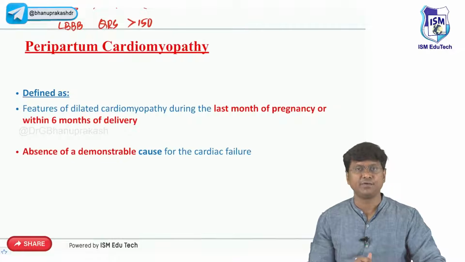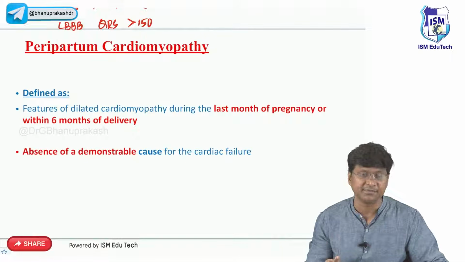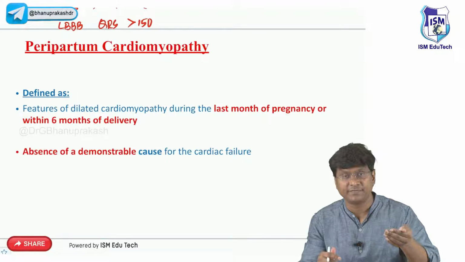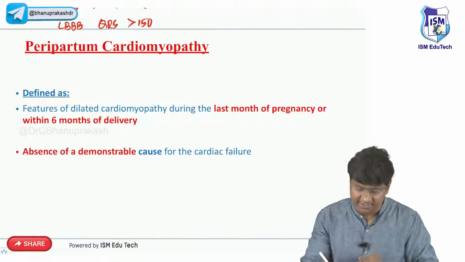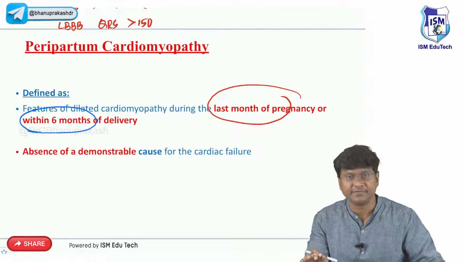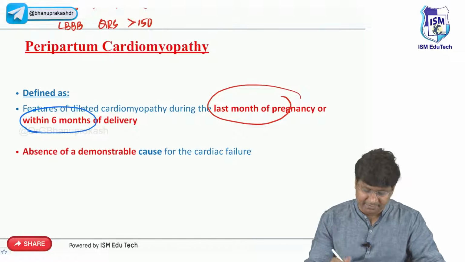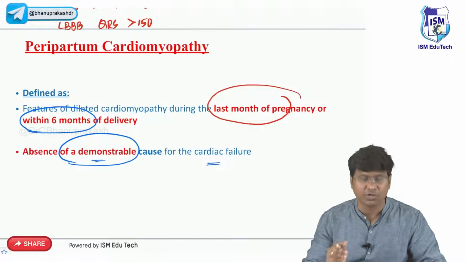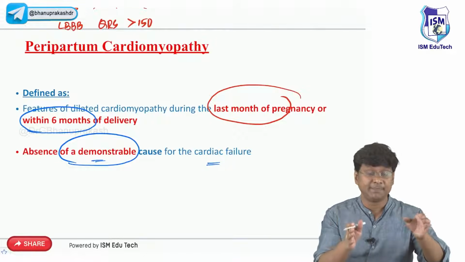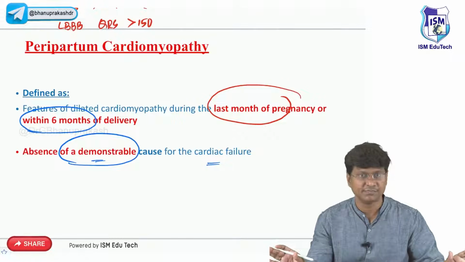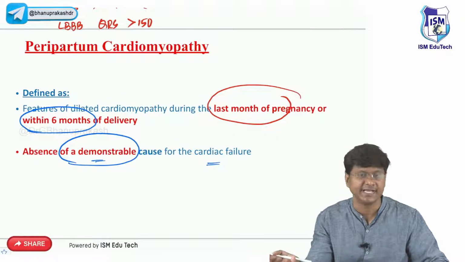Another important form of dilated cardiomyopathy is peripartum cardiomyopathy. Peripartum cardiomyopathy is the development of features of dilated cardiomyopathy in a pregnant female in the last month of pregnancy or within 6 months of delivery. In these patients, please remember there is absence of a demonstrable cause for heart failure. That means the pregnant female should not be having any pre-existing cardiac pathologies.